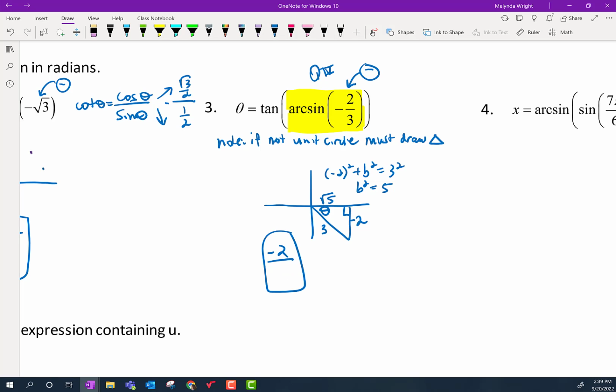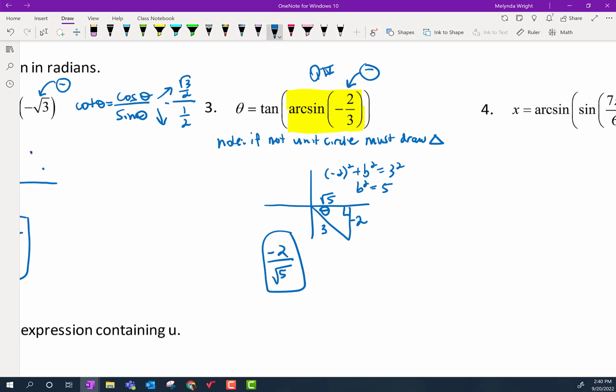So opposite over adjacent, and that's my final answer. There is no need to rationalize unless you just want to. You can do it if you want to, but it's not required. And I don't even think the homework program requires you to. I don't think it does. So, all right, is everybody okay with that?